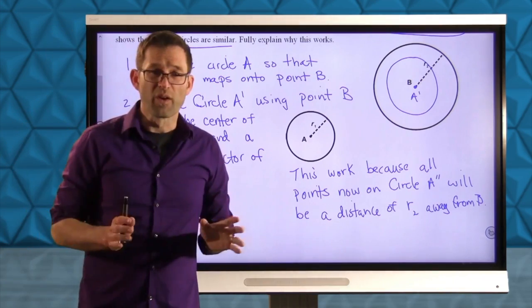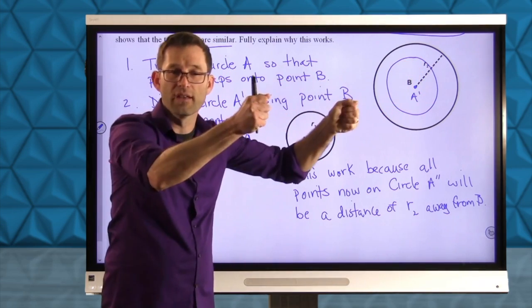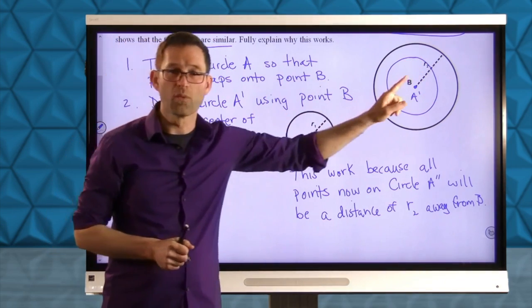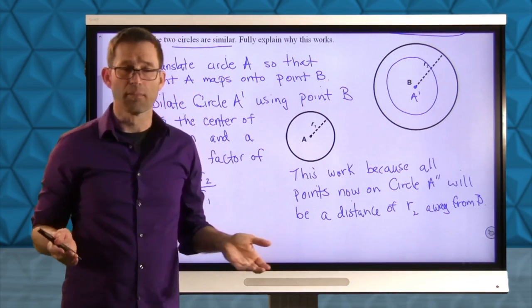Essentially, what we're doing, right, is we're moving this circle over to here, and then we're stretching it so that the new radius will be equal to R2, right? Therefore showing that all circles are similar.